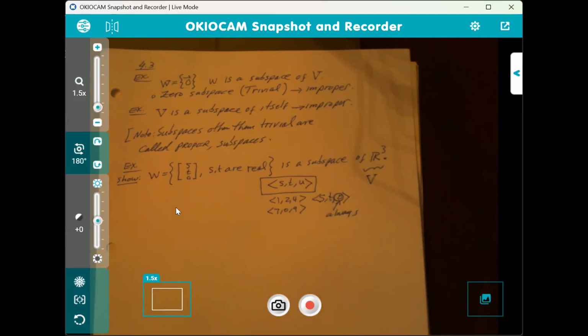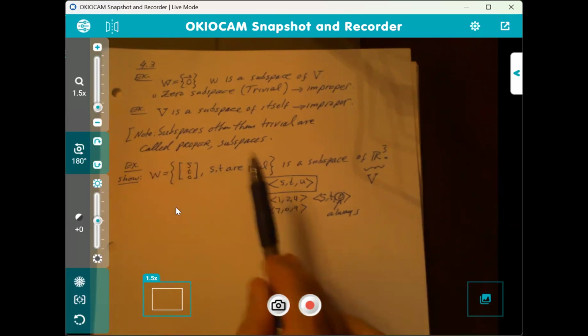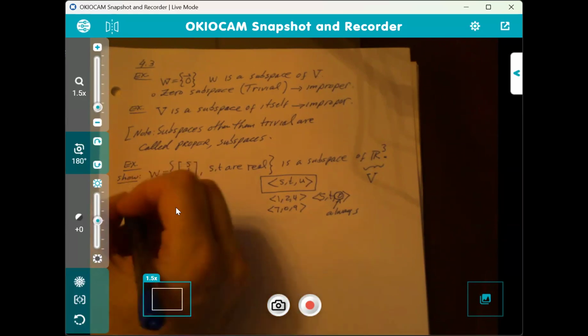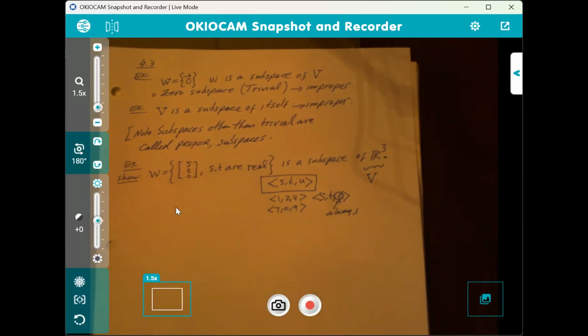So, what do I need to show in order to show that this is a subspace of V? Anyone remembers? You need to show that W is closed under addition and scalar multiplication. Very good. Thank you.